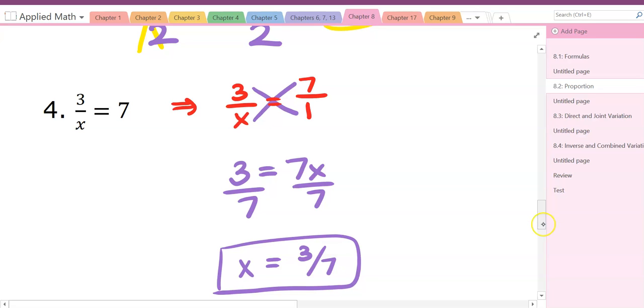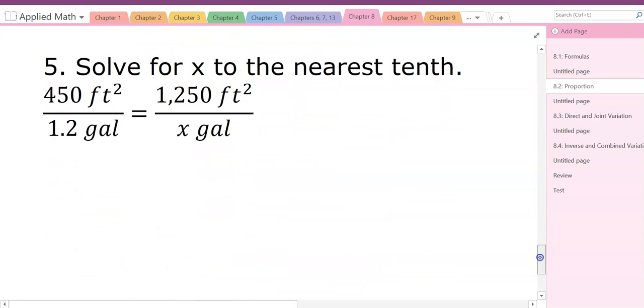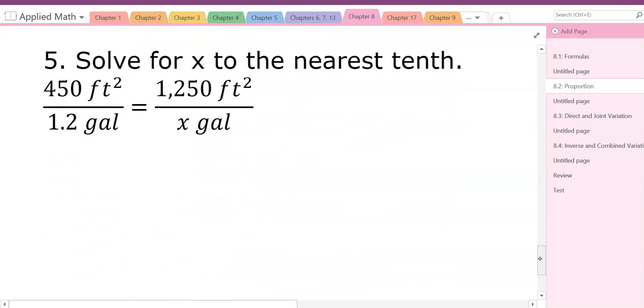Now for this last one on this front page here, it's the same type of problem. They've just added labels for this here. So they're probably talking about, like, if you know that you need 1.5 gallons to, maybe it's like painting. Okay, you need 1.5 gallons of paint to cover 450 square feet. They want to know how many gallons would I need then for 1,250 square feet instead. It's still a proportion, so we're still able to cross multiply. Don't worry so much about the labels. You're just trying to figure out how many gallons you're finding.